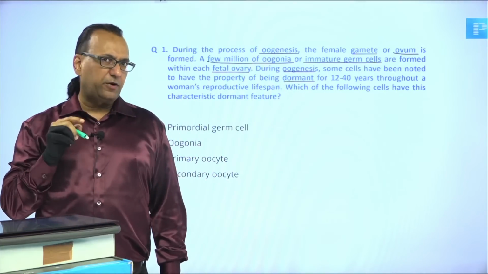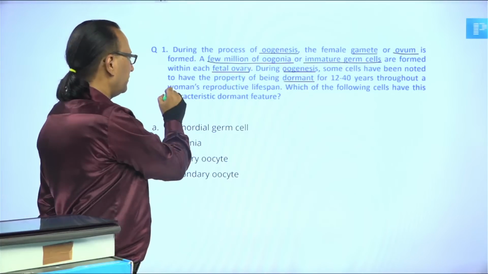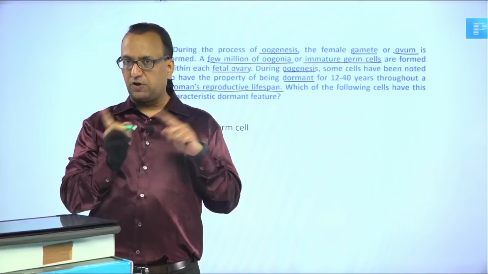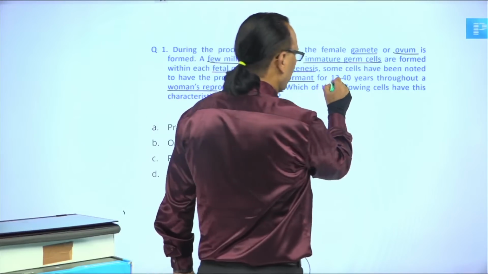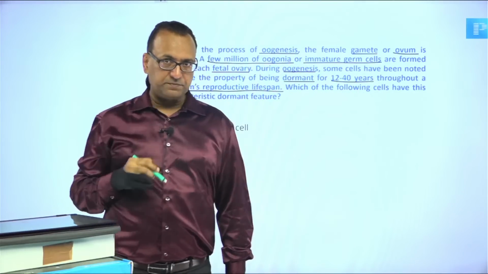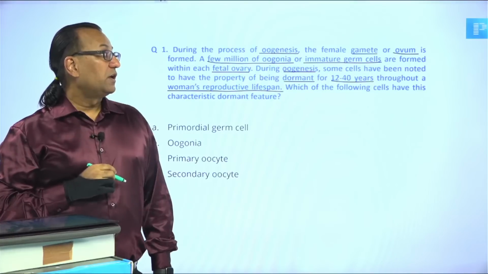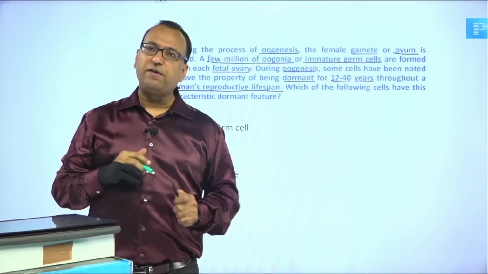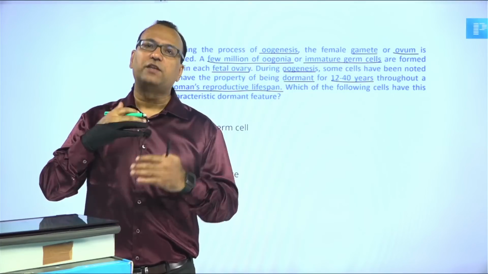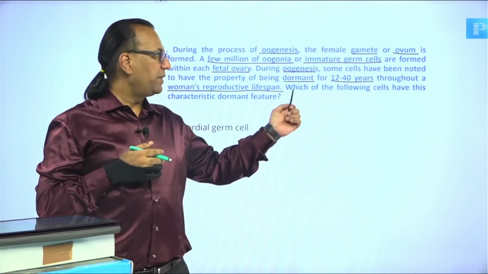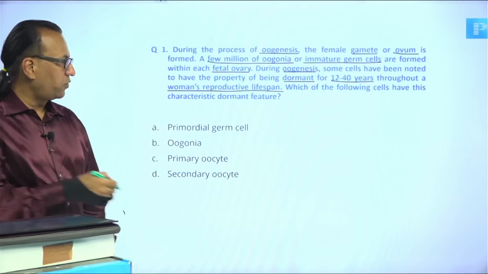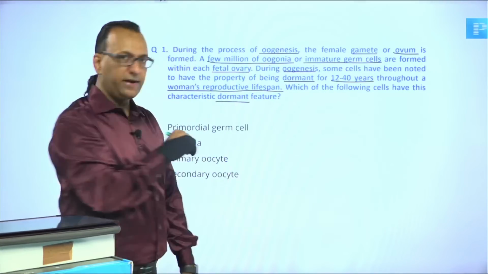Now, when you talk about the women's reproductive lifespan, that is starting from menarche to menopause, it is say 12 to 40 years, you can take an average. Some of these cells will remain dormant till 12 years or maybe 13, 14. Some of them may be staying dormant till 40 years. So which cells are we talking about who is having this dormant feature?